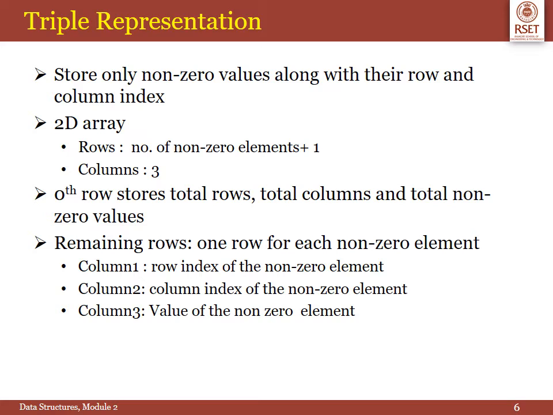And the remaining n rows, where there are n non-zero elements in the original matrix, we dedicate one row to each and every non-zero element. If you take any row, the first column represents the row index of the non-zero element, the second column represents the column index in the original matrix, and the third column represents the original non-zero value itself. It will be more clear when we see the example in the next slide.